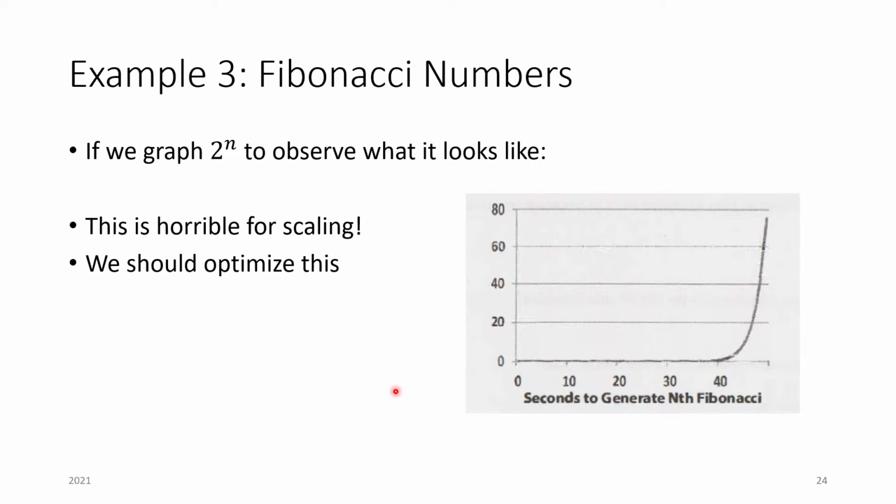Extremely horrible. 2^n is one of the worst possible outcomes regarding this. And even though it is one of the worst possible outcomes that you can actually achieve, there are ways to optimize this. So let's go back to our recursion tree and think about how we can optimize this.